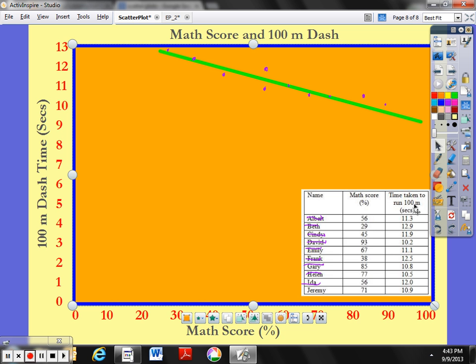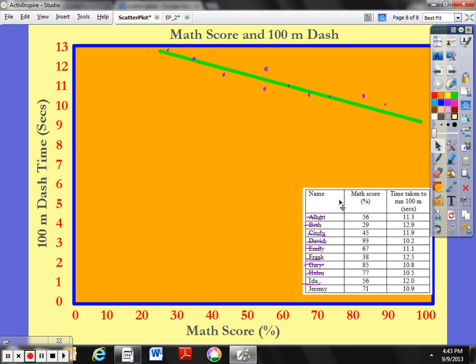Now, looking at that, according to this, as your math score would increase, your 100-meter dash time would decrease. So this scatter plot is stating that there is a negative correlation between your test score and your 100-meter dash. And I say it would be negative because as your test score increases, your 100-meter dash time decreases.